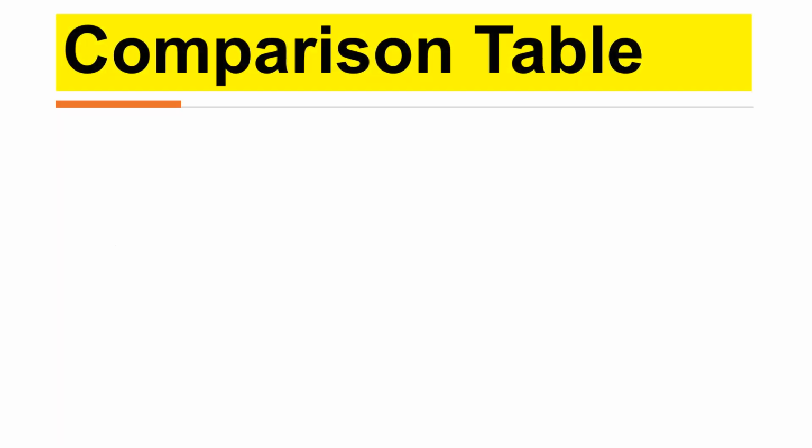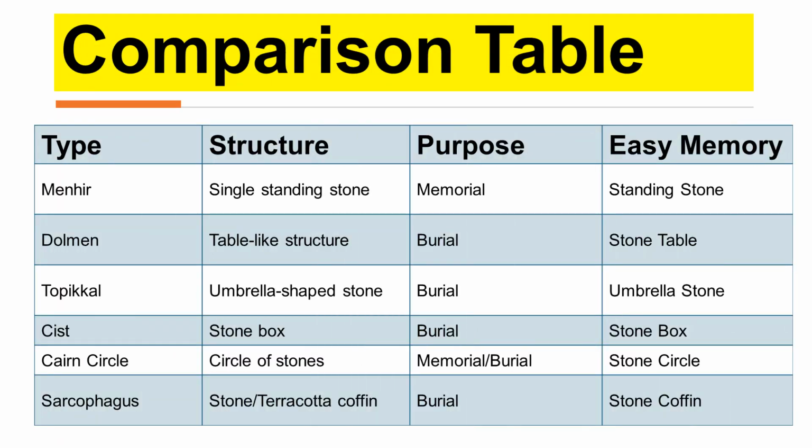Comparison table. Type, structure, purpose, easy memory. Menhir: single standing stone, memorial, standing stone. Dolmen: table-like structure, burial, stone table. Topikkal: umbrella-shaped stone, burial, umbrella stone. Cist: stone box, burial, stone box. Cairn circle: circle of stones, memorial or burial, stone circle. Sarcophagus: stone or terracotta coffin, burial, stone coffin.